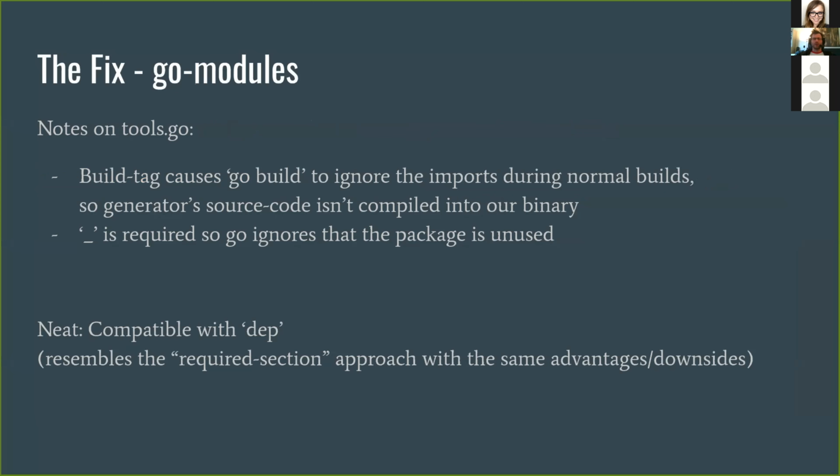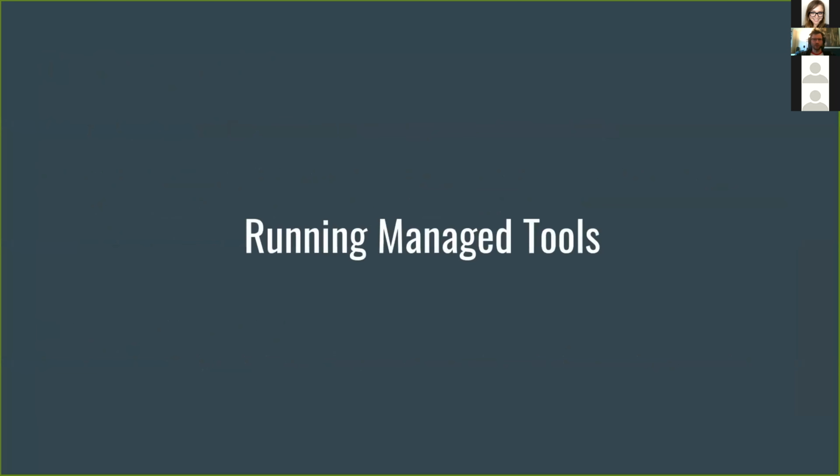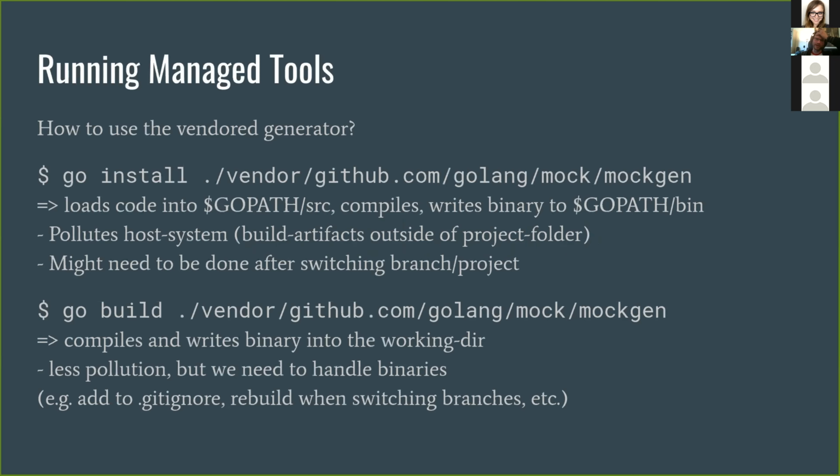Now, when you have this done, you end up with the Go tools packages in your vendor folder. How do we use that properly? There are a bunch of ways that you can do it. Let's see what options we have, and then we can see what might be the best one. So the first approach could be using go install. We could run go install on the vendor path, and then we would end up with a mockgen binary that we can call from everywhere on our host system, which is comfortable, but it pollutes the host system.